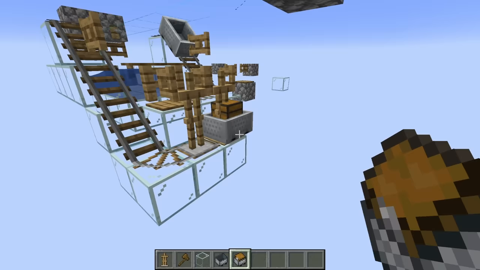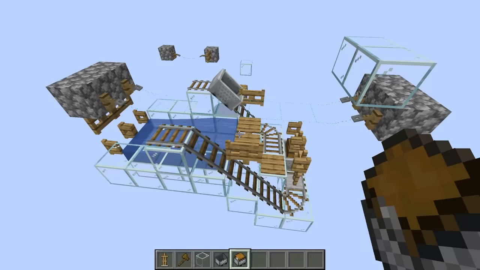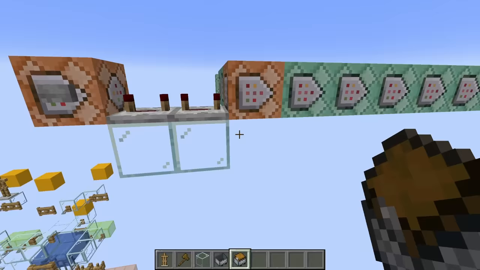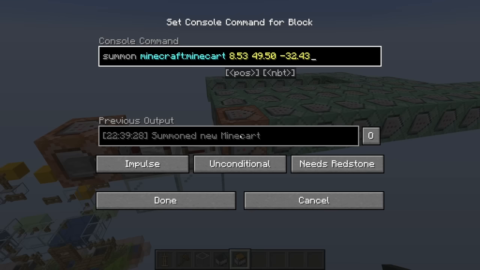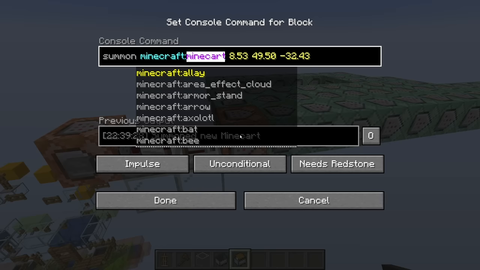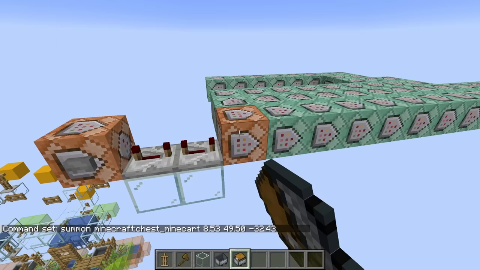Oh, no problem at all. It just powers right through it. That's perfect. So basically what we have to do is replace the minecart on the right hand side with a minecart chest. That's easy enough. So I'll just fly up here and edit every other one to be a minecart chest, right? So it's chest, minecart, like that. Okay. Yeah, we're gonna go ahead and edit all the rest of these.